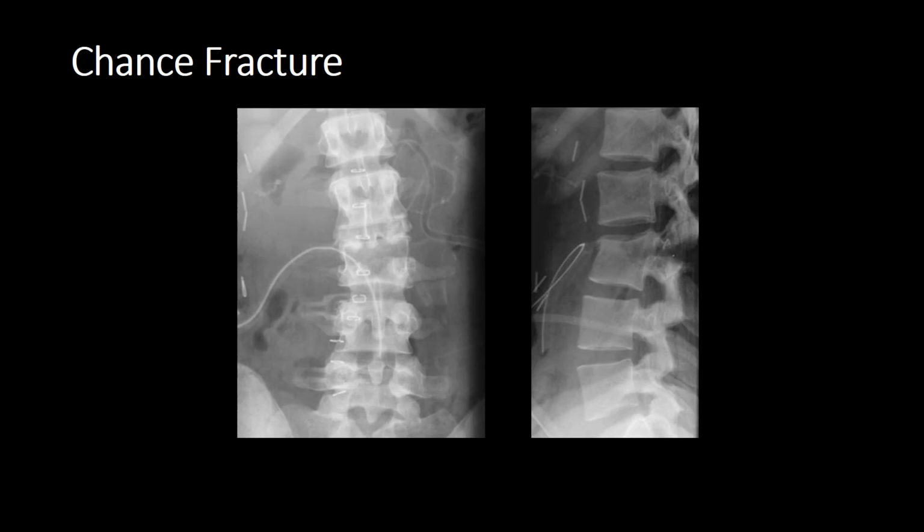A chance fracture is frequently mistaken for a burst fracture. It's not. It's a completely different mechanism caused by hyperflexion. The nickname for a chance fracture is a seatbelt fracture, and that's because it tends to occur in patients who are wearing a lap belt without a chest restraint.